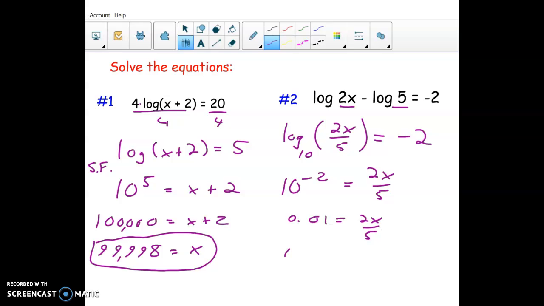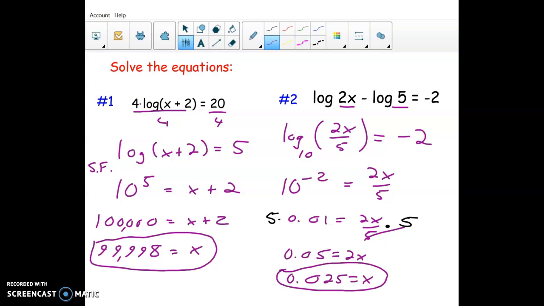And now multiply by 5. All right, to get rid of the divide by 5, I guess it can be explicit. Remember, the fraction bar means division, so we're going to cancel it out with a multiply. Okay, now just divide by 2, so we're going to get 0.025 for x. All right.